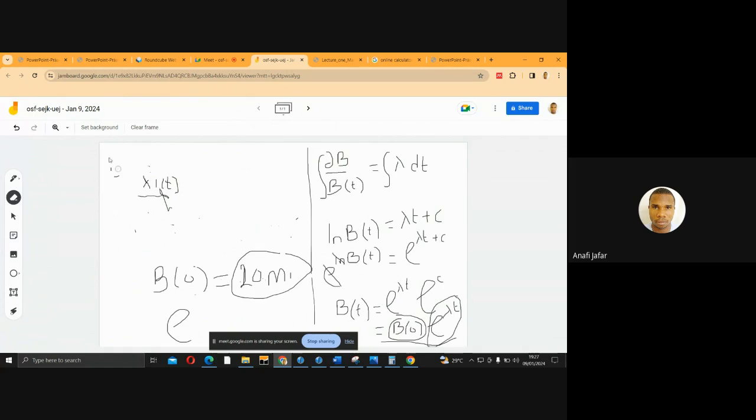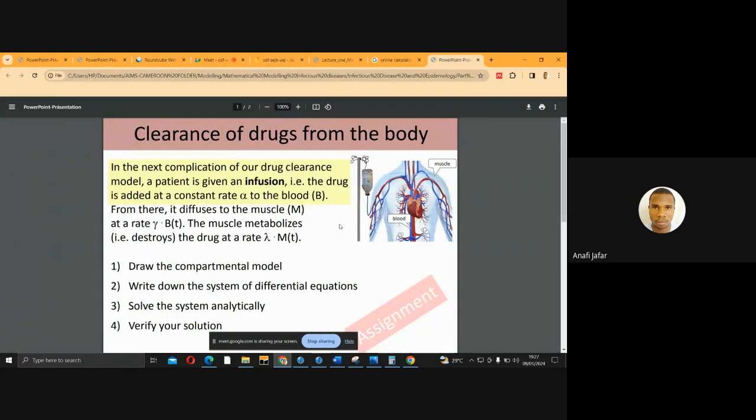So you tell me what I will put. How many compartments am I supposed to have? Look at the question. Read the question. How many compartments am I supposed to have?